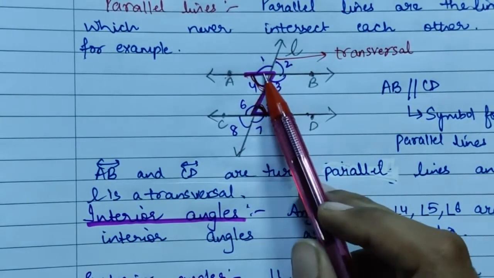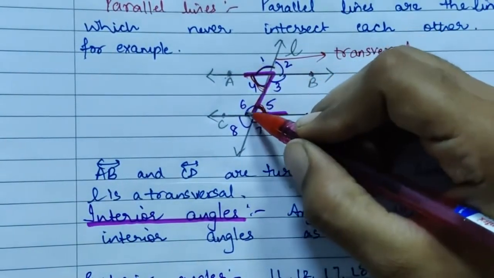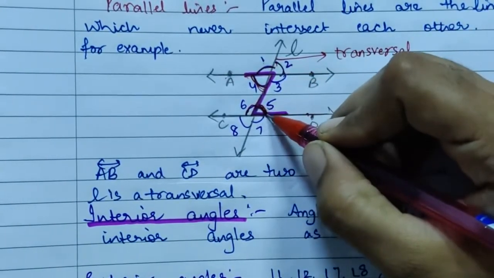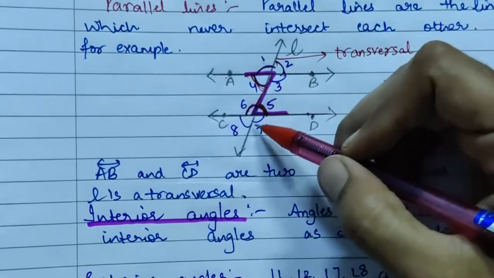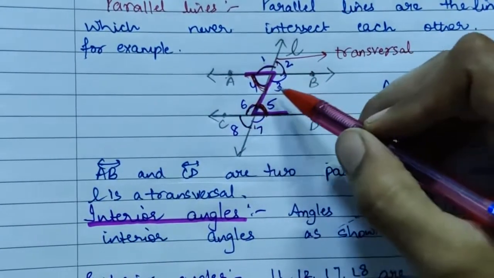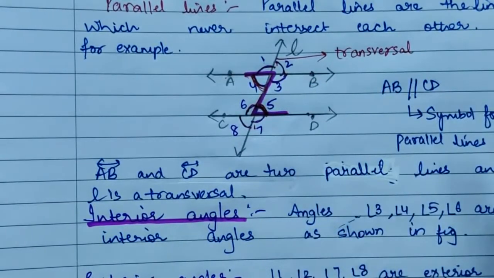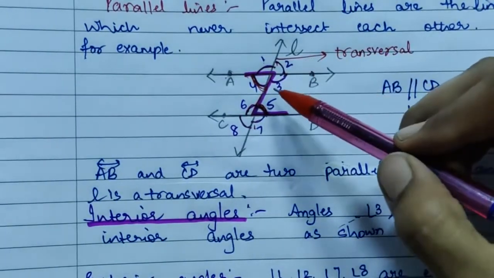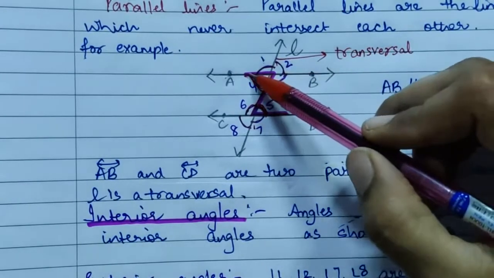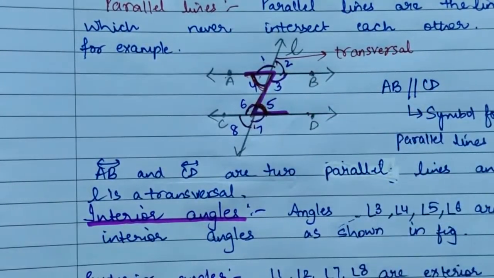And if I talk about the left hand side, angle 1 will correspond to angle 6 here. Angle 2 will correspond to angle 5. And if I am talking about the downside, then angle 4 will be equal to angle 8 and angle 3 will be equal to angle 7. So these are the corresponding angles. And the angles forming in the Z, they are alternate angles.